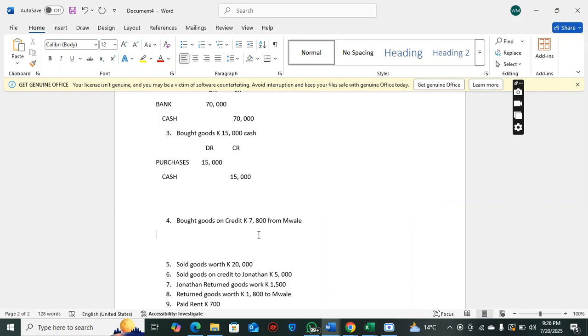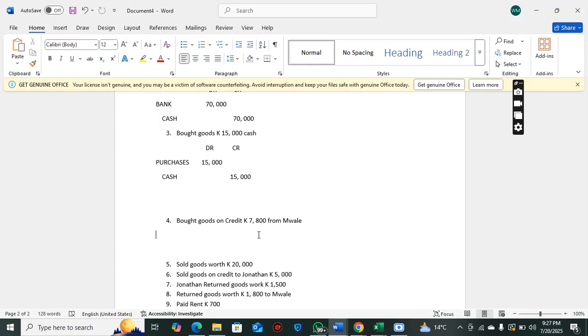All right. So step 1, we identify the transaction. This is a credit purchase basically. The two accounts involved, it's purchases, expense account, and now we've got a liability account in the form of Mwale. We've bought goods from him on credit, so it means we're owing him. Okay, so Mwale is a creditor. A creditor is a liability.